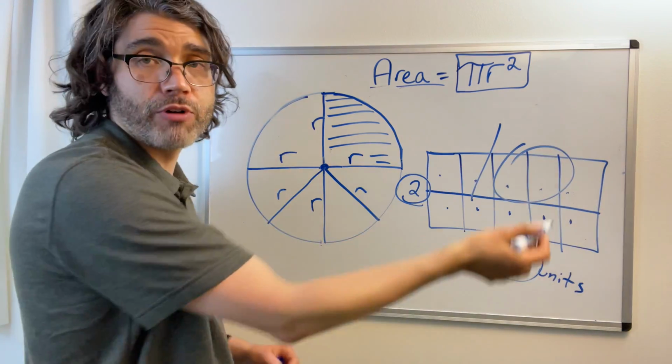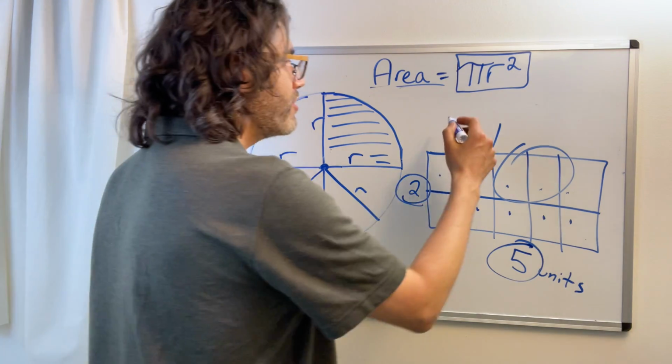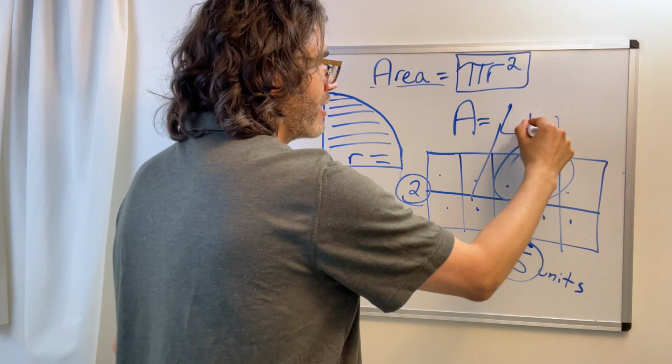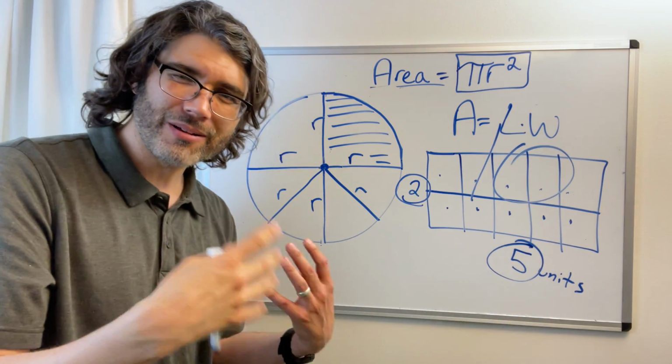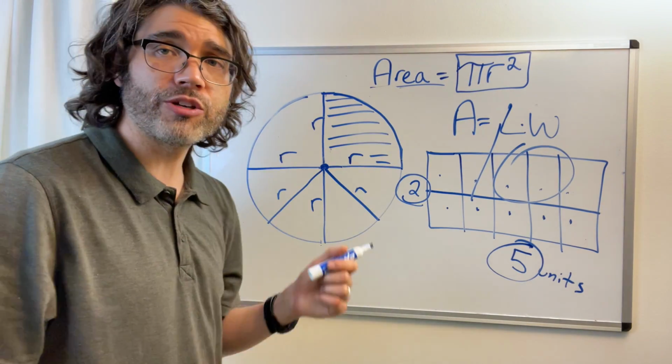You could count it up, you could multiply. That feels right. It feels like it makes sense. The area of a rectangle is length times width. And it feels good to do it. Like, it makes sense. Doing this with the circle, not so much.